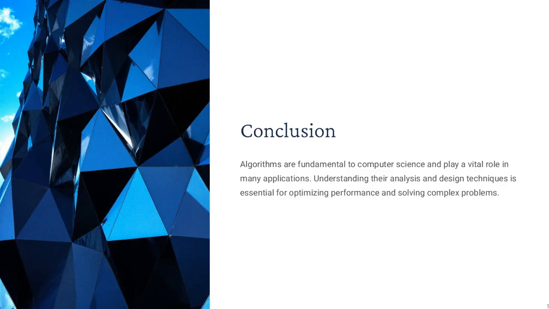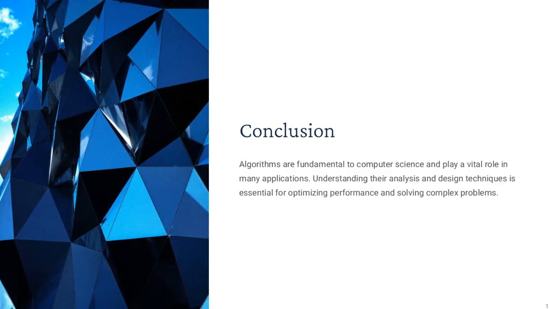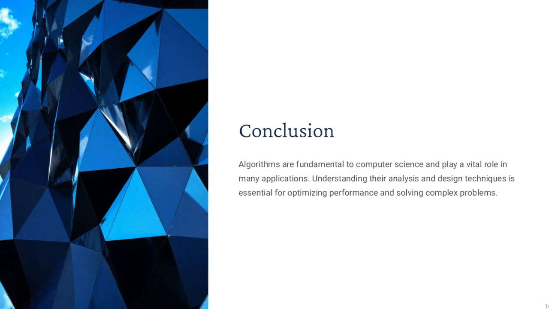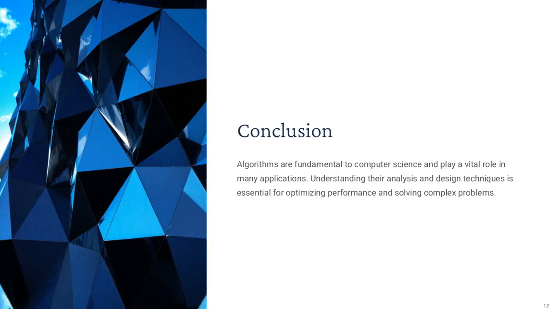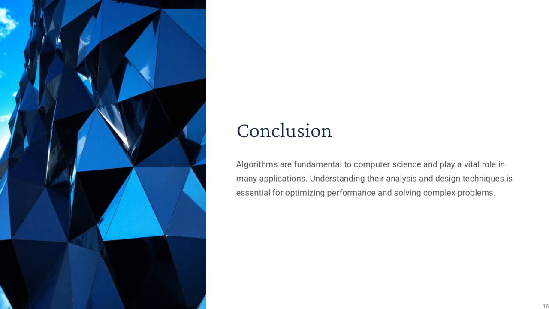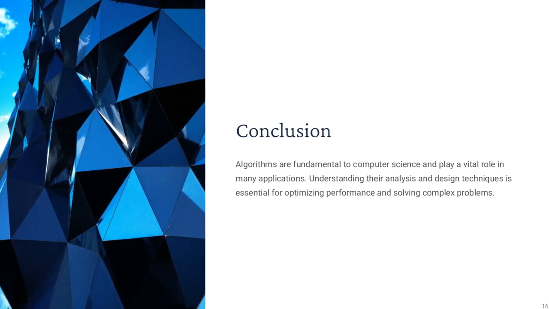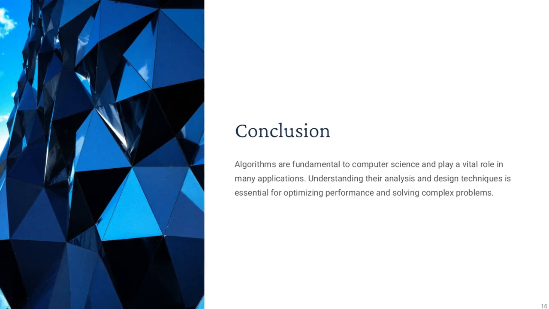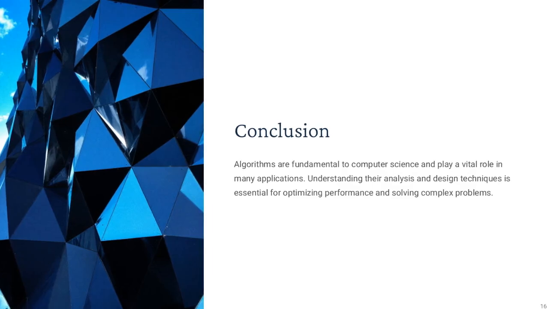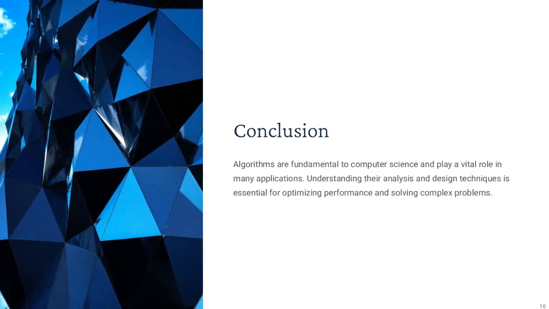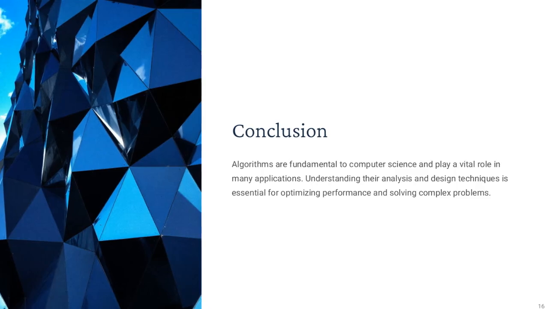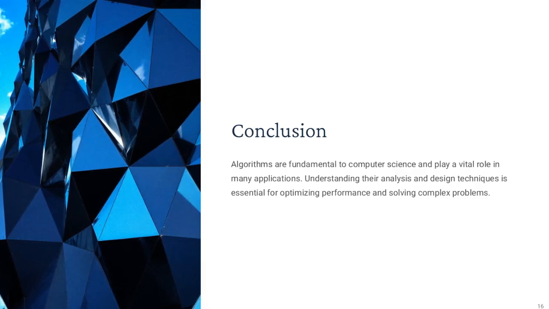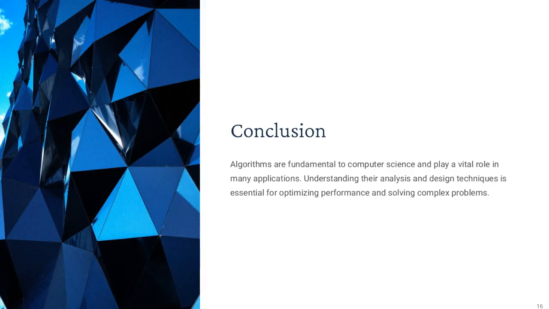In conclusion, algorithms are the lifeblood of computer science, enabling us to tackle complex problems and optimize performance. Understanding their design and analysis is essential for developing efficient, reliable solutions. By exploring techniques like divide and conquer, dynamic programming, and greedy algorithms, we gain the tools to address diverse challenges. As we continue to innovate and push the boundaries of computation, algorithms will remain at the heart of progress, driving advancements in technology and society alike.